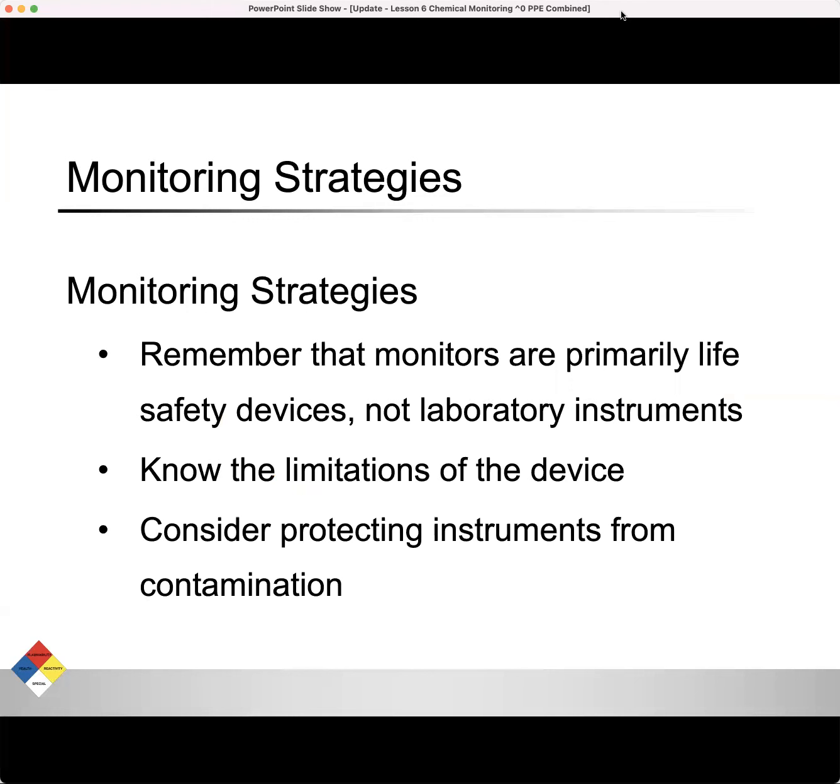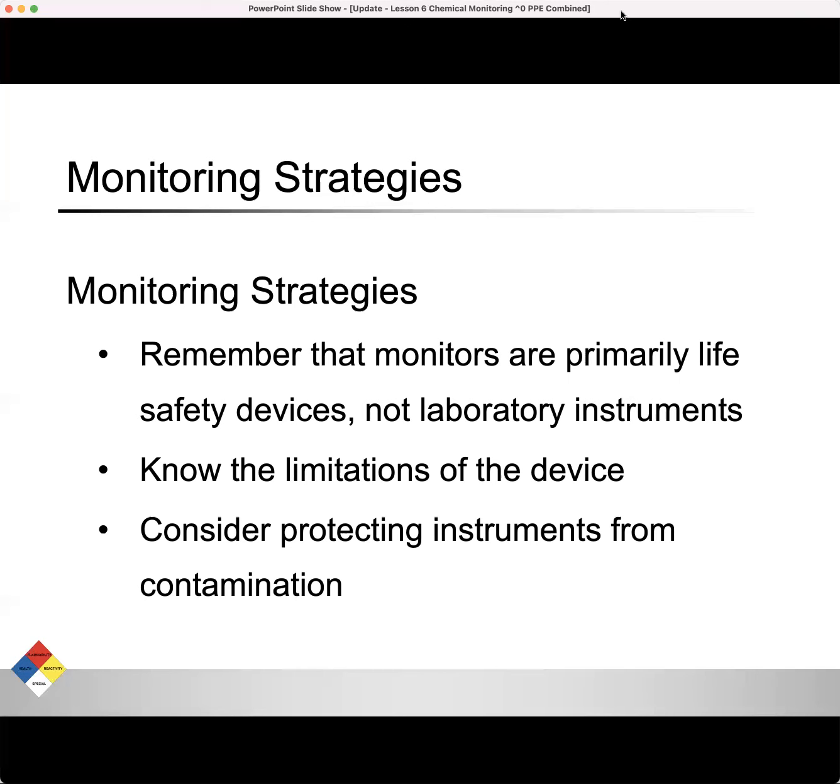How can we best use our monitoring? Well, here's some strategies. Remember, the monitors that we use in emergency response are primarily life safety devices, not laboratory instruments. Emergency response is our primary mission. That means lives are in danger. That's the condition we are trying to resolve. They're not laboratory instruments that are going to detect things in the parts per million or parts per billion. And we are not laboratory technicians or scientists. We are emergency responders. We are trying to deal with issues that risk lives right now.